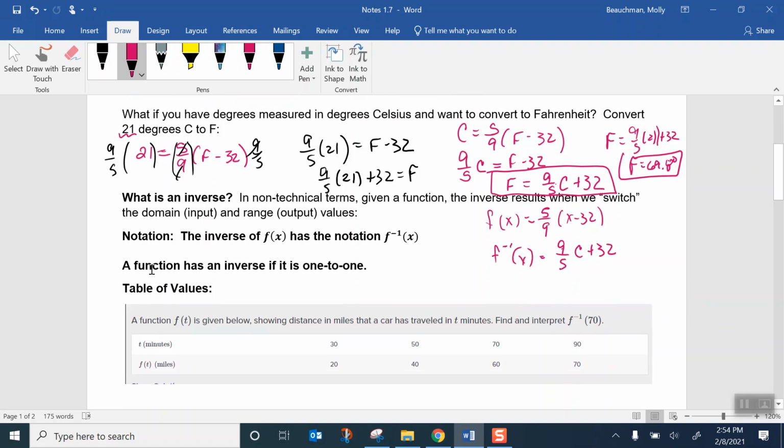And just a note, a function has an inverse only if it's 1-to-1. So remember from a previous section, 1-to-1 means your function is a function because it passes the vertical line test, but it's also 1-to-1 because it passes the horizontal line test. So we can have functions that have inverses given to us in a variety of ways. One way is a table of values.